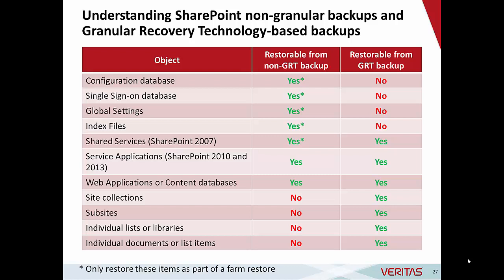These objects cannot be restored from GRT level backups at all, and so it is necessary to protect them with a separate policy. Typically, most of these objects, the system-level objects like the configuration database, you would only really be recovering in the scenario for a full farm restore. Then there are other objects, such as the web applications and content databases, which can be restored at the database level or restored at the GRT level, where individual items can be extracted for recovery. And so those can be protected with either GRT or non-GRT backups.